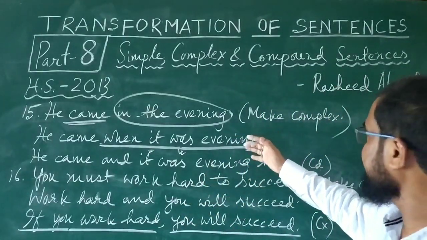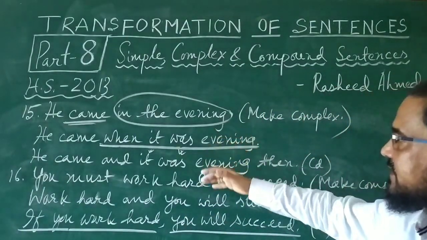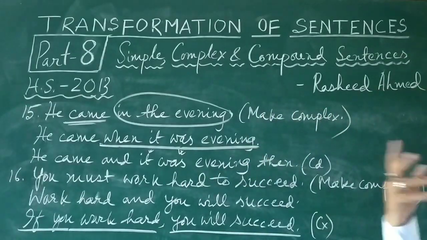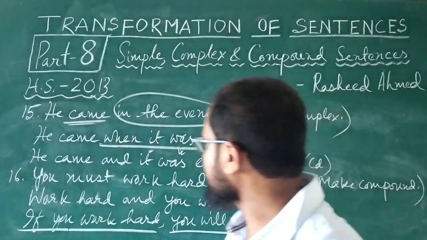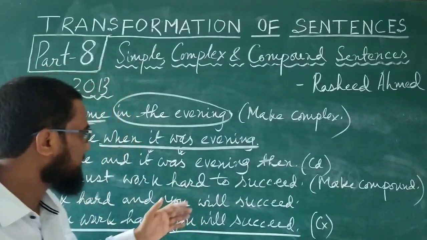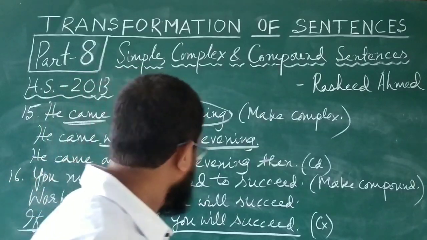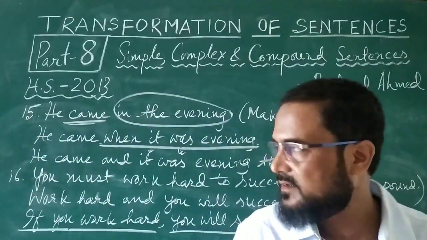So, he came in the evening. This is a simple sentence. He came when it was evening, complex. He came and it was evening, then compound. You must work hard to succeed. Simple sentence. Work hard and you will succeed, compound. If you work hard, you will succeed, complex.